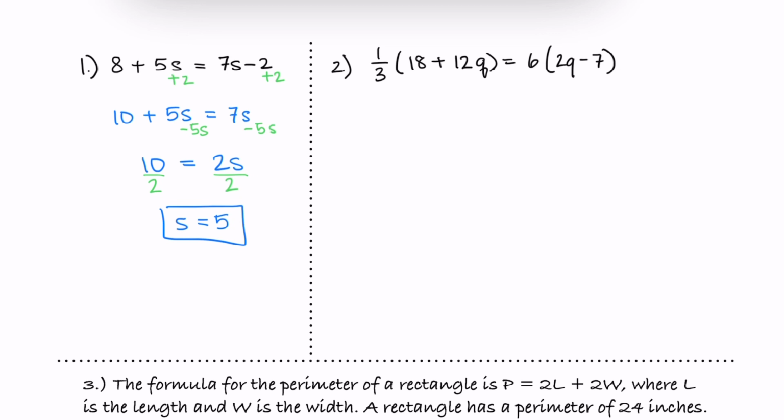Question 2 is slightly harder, but I'm just going to take it layer by layer and try to isolate q here. So the first thing that you want to do here is I'm just going to multiply these out. So I'm going to use the distributive property and I'm going to multiply out the 1/3.